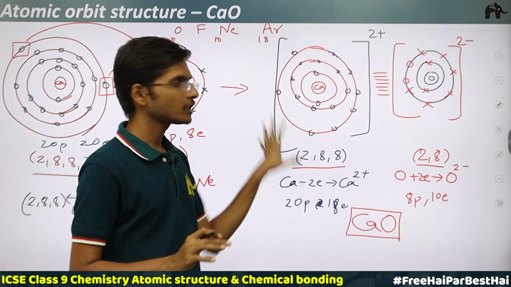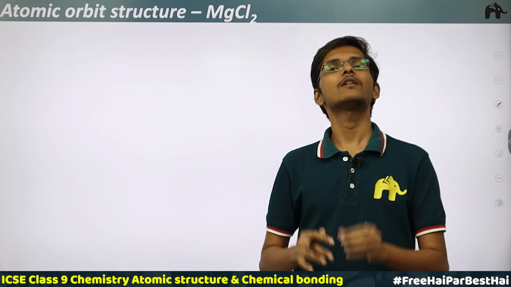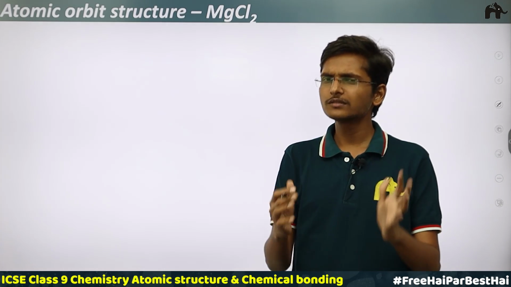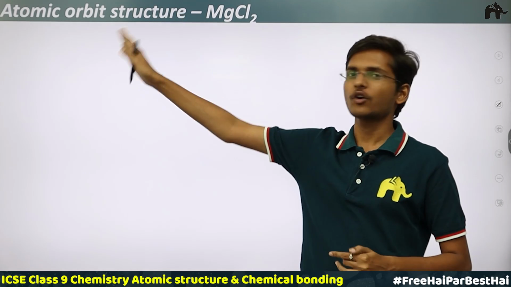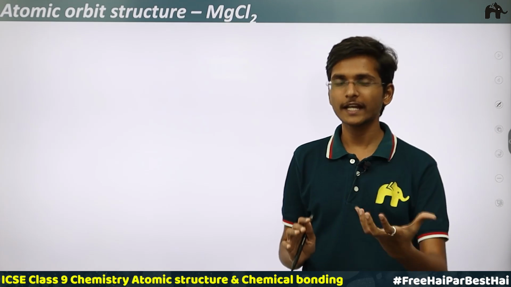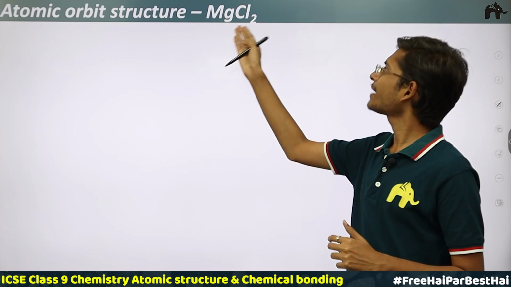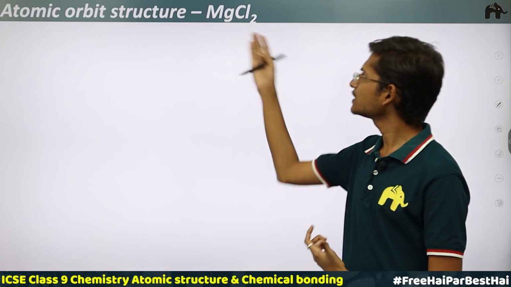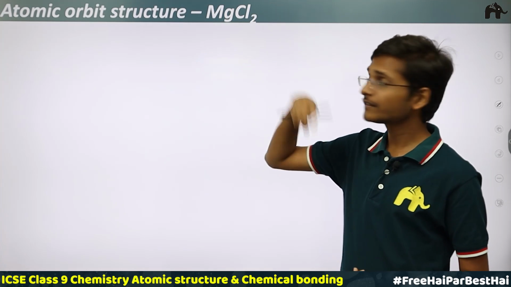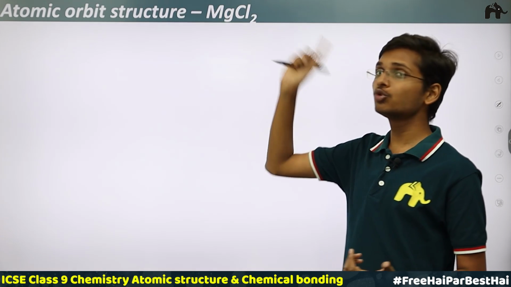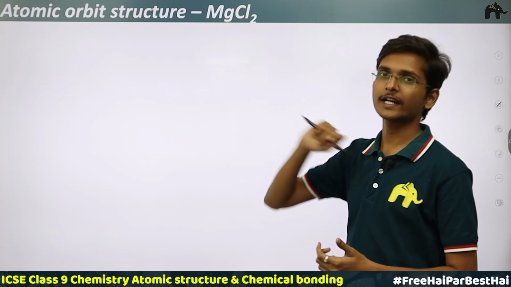Clear? Understood? Okay, now the last ionic compound whose formation we have to study, and whose atomic orbit structure we have to draw and learn how to draw, is magnesium chloride. Starting from the elements, here we are just dealing with one magnesium atom and two chlorine atoms, because you see there are two chlorine atoms in this compound.